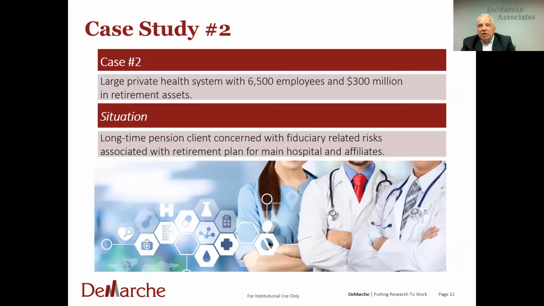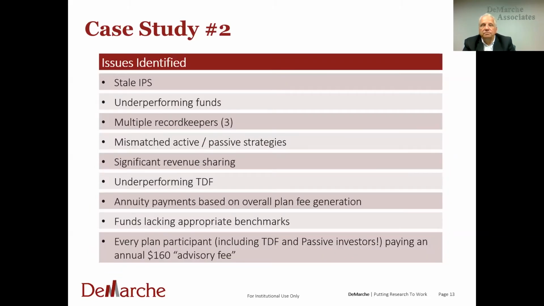The second case also involves a health system, although this is a private health system, just about as large, 6,500 employees, a little bit smaller. The plan had not been around as long, $300 million in retirement assets. This client has worked with DeMarche for a long time on the pension side, and they were starting to become more concerned because of the litigation, some of which Craig alluded to, and the fiduciary-related risk associated with the retirement plan, both for the main hospital and the affiliates of that hospital.